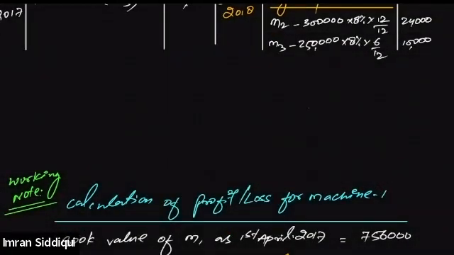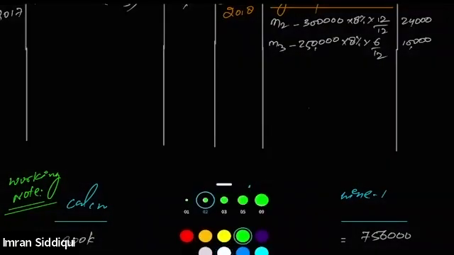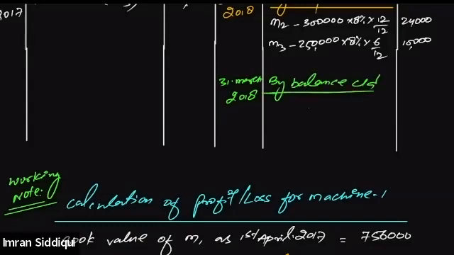Okay, now let's find out the closing balance of machine 2 and 3 for the year 2017-18. So on 31st of March 2018, by balance CD for machine 2 and machine 3.